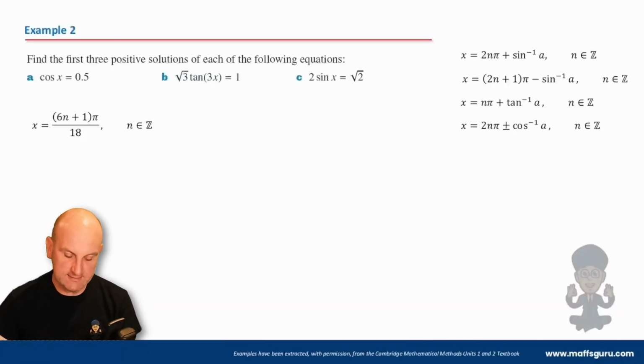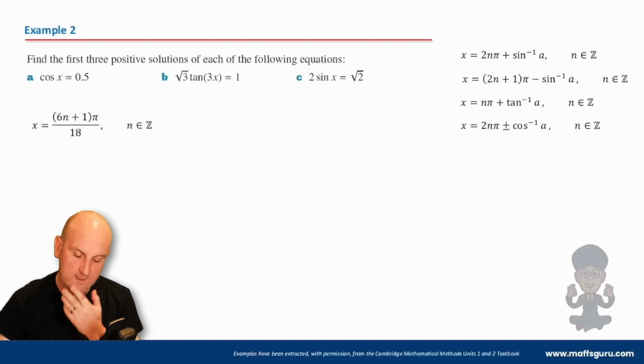What about the next ones? Well, what have we got here? So I've got my general solution again. So now we're trying to find my first 3 positive solutions here for tan of 3x equals yada, yada, yada. Right, so let's choose n equals 0 first. What do I get? 6 times 0 is 0, so I get pi on 18. Only one solution there. What about n equals 1? So I'm going to get 6 plus 1 is 7. So we get 7 pi on 18.